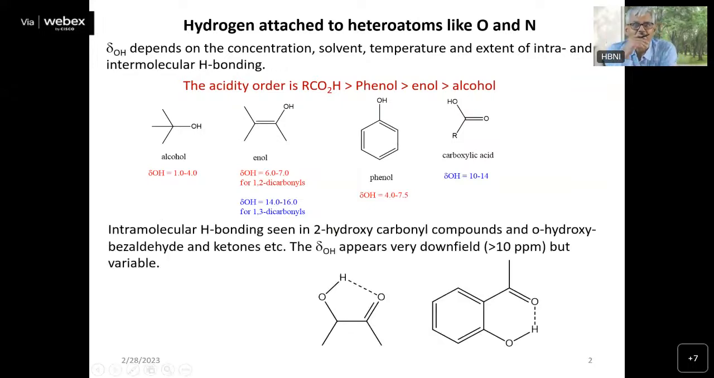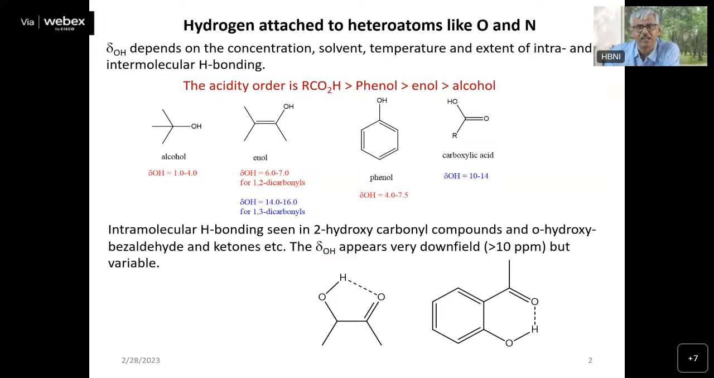So for example, if you consider the 1,3-dicarbonyls, you get the enol forms, which are always intramolecular hydrogen bonded. That's why the chemical shift value is quite downfield for such types of compounds. But for 2-hydroxycarbonyl compounds like ortho-hydroxybenzaldehyde or 2-hydroxy ketone or aldehyde, you see the OH appears very downfield, greater than 10 ppm, but it varies. It depends on the structure.